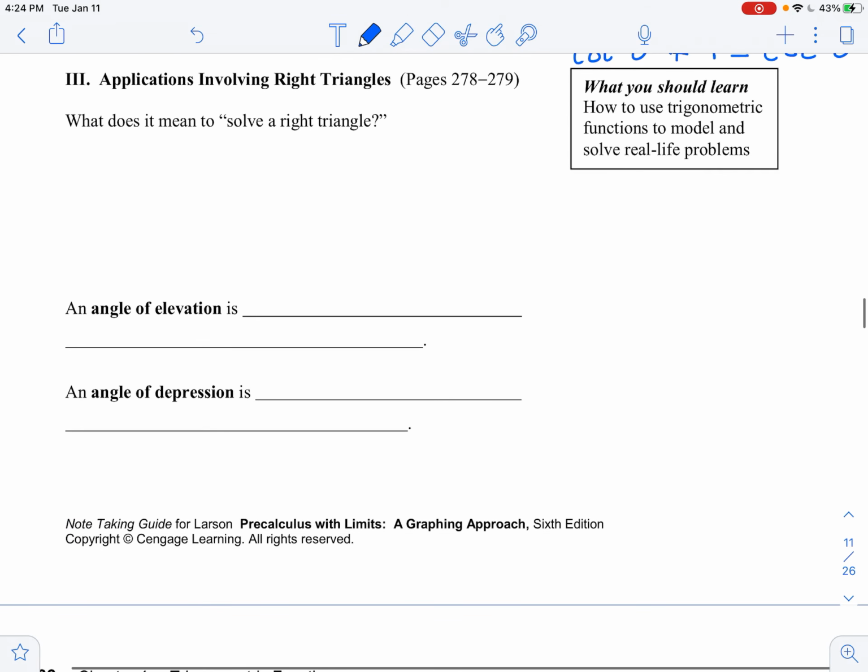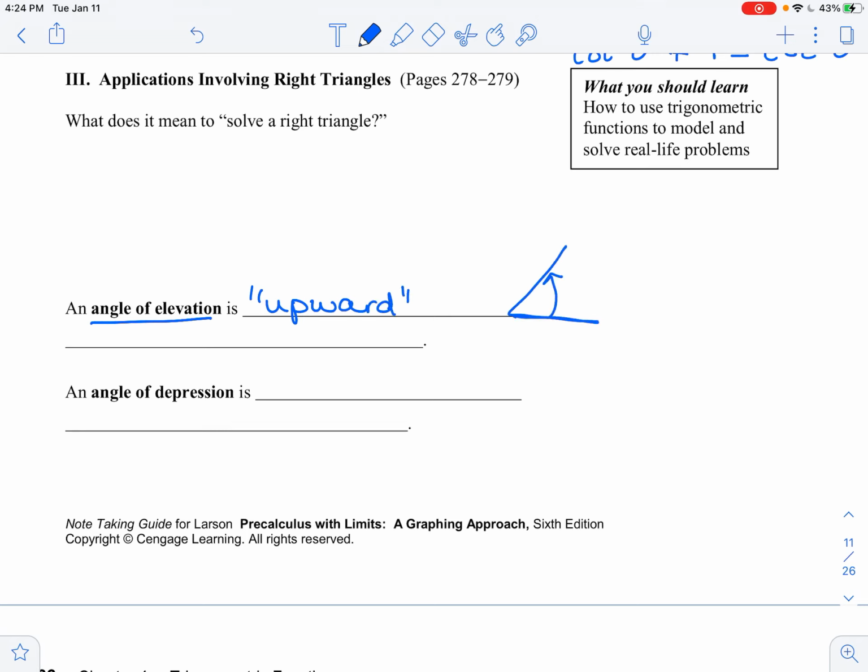Okay, and then really quickly, if we're talking about applications involving right triangles, what does it mean to solve a right triangle? If we're talking about the angle of elevation, the angle of elevation goes upward. Looking at this angle here, an angle of elevation goes from the base, that 0 degree angle, upward to whatever the angle is. An angle of depression basically means that we're going downward. From this 0 degree angle, our angle goes downward here. That's our angle of depression.